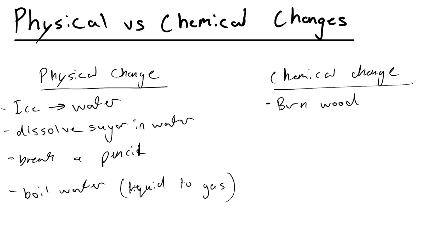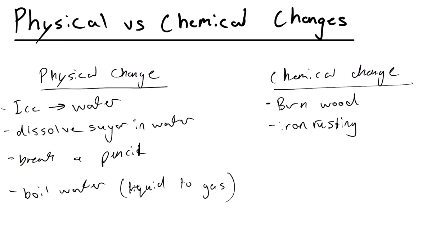Since burning wood produces carbon dioxide and ash, it's no longer the wood that it initially was. So it's a new material now. Or when iron rusts. This is another example of a chemical change because it forms iron oxide.